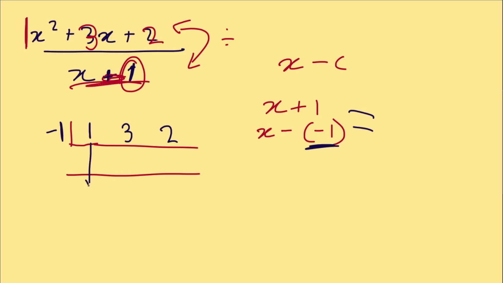Bring down this first number. So 1, we're going to bring it down here. Now you multiply this outside number by the number you just brought down. So what's 1 times negative 1? Well, it's negative 1. Write it in this middle row up here under the second number.